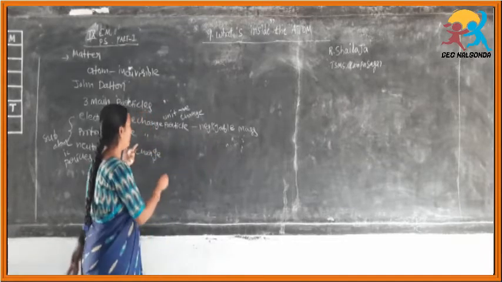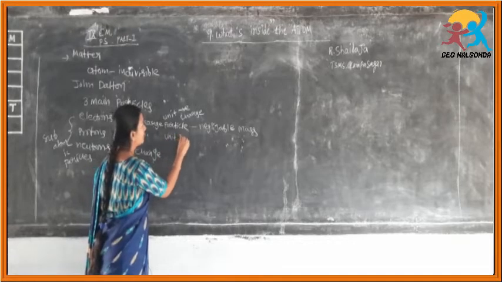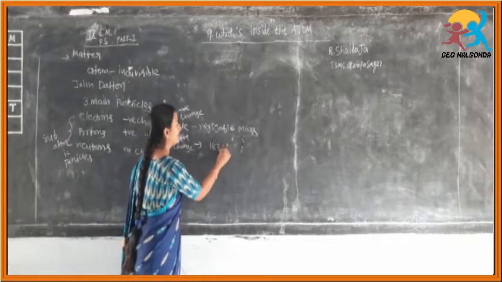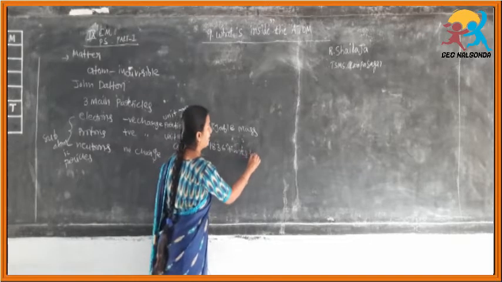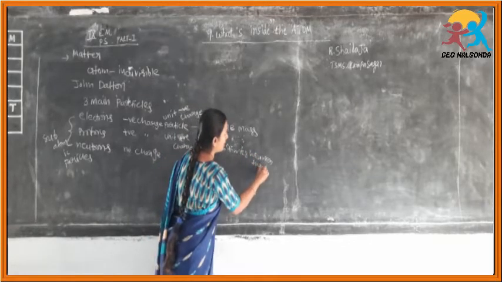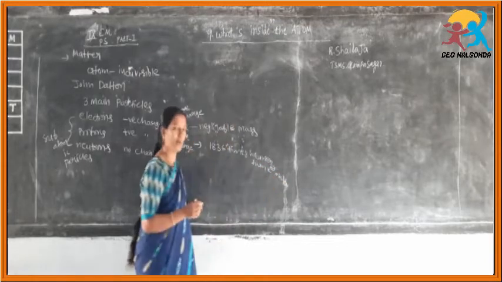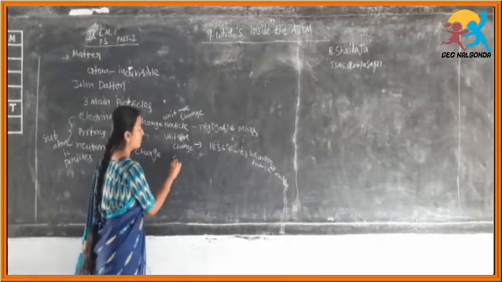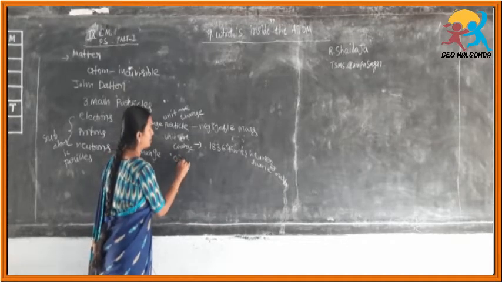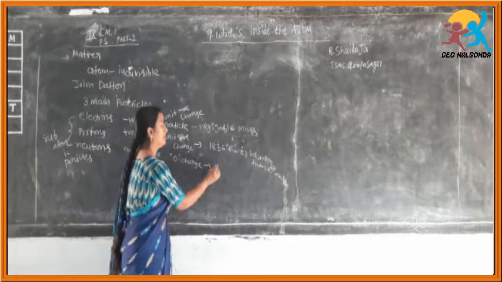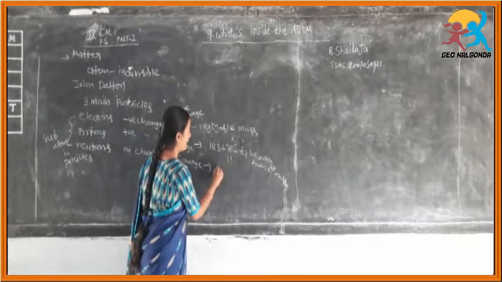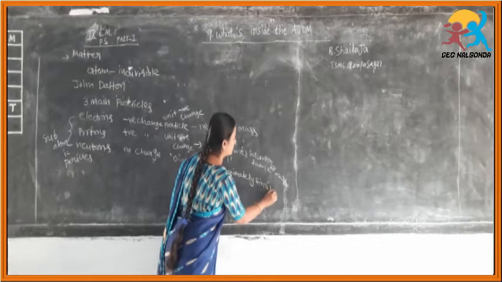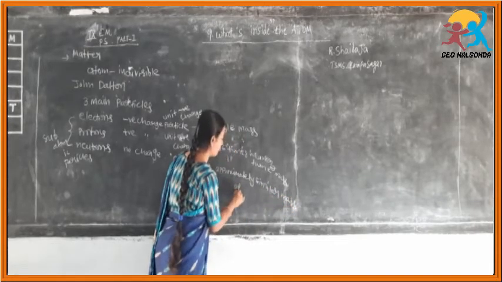What about the proton? It has a unit positive charge. Its mass is 1836 times heavier than the electron mass. And the neutron has no charge. Zero charge, neutral. Its mass is approximately similar to the proton mass.